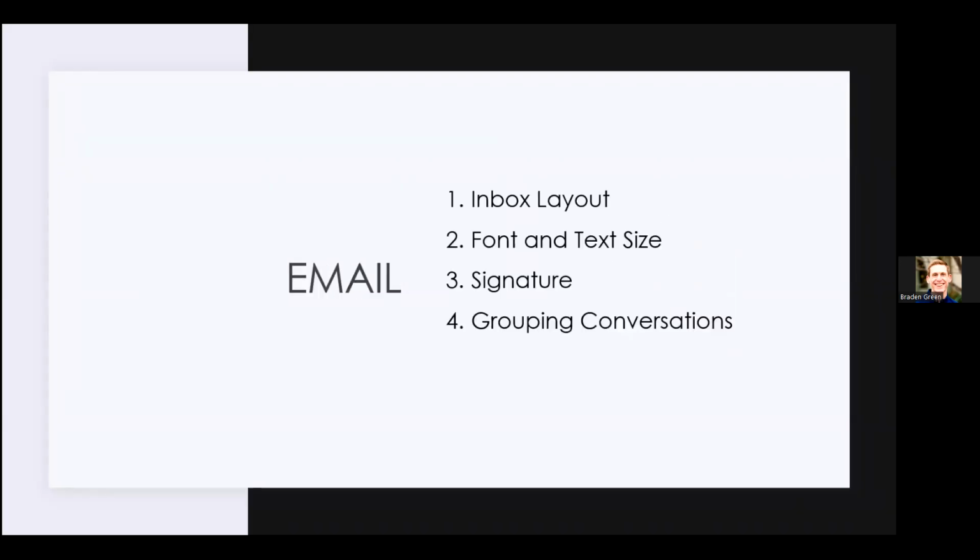The first thing we're going to cover is the email portion of Outlook. We're going to look at the inbox layout. We're going to look at the font and text size and how to tweak that, and how to change it permanently, basically change your default on that. We're going to look at the email signature box, and then a feature called grouping conversations, or basically they call it conversations, but it basically groups emails.